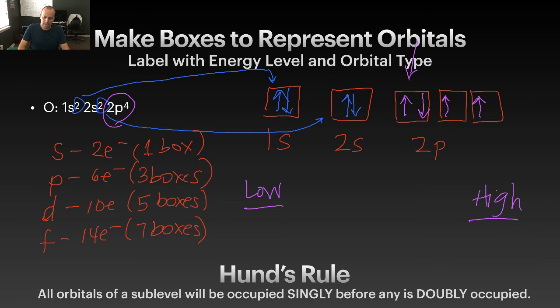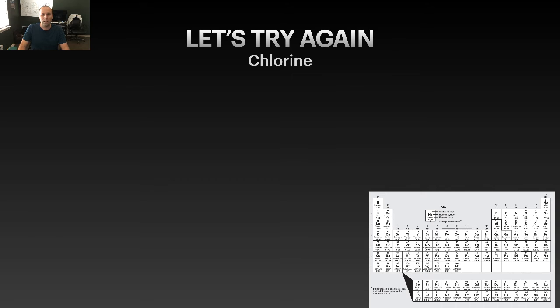So let's go ahead and try another one now, okay? Let's do chlorine. So remember, first you have to write the electron configuration for chlorine.